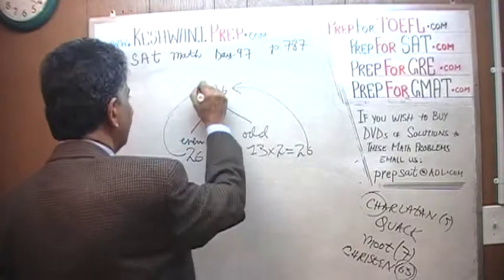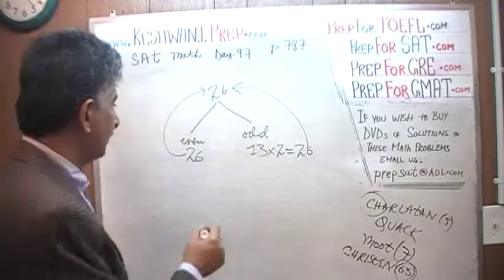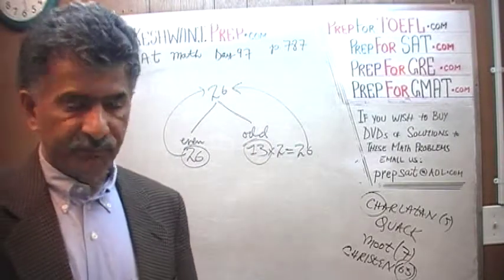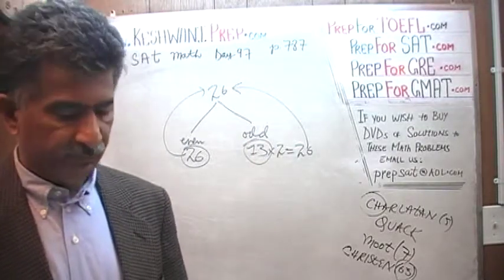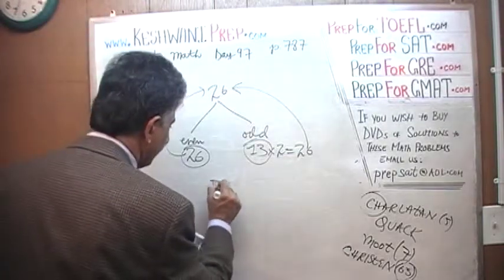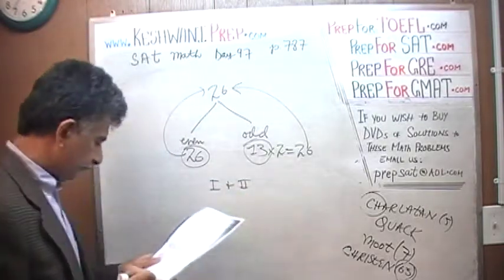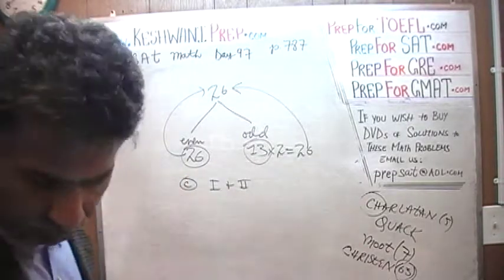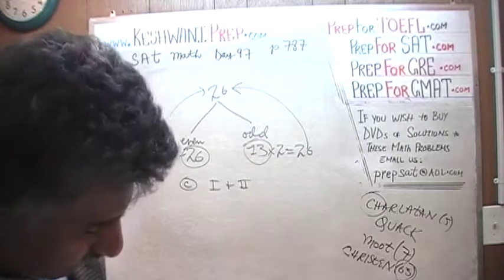Or maybe it was even to begin with. Those are the only two possibilities. Maybe it was 26 or maybe it was 13. But it cannot be 52. 52 is for people who are not paying attention. The answer is 1 and 2, and that's answer choice C. Let's do the next one. Number 9.